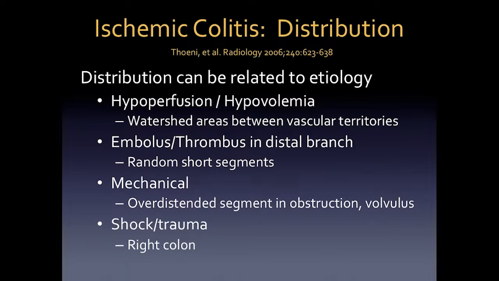And for some reason, I'm not even sure what the underlying physiology is, but in patients with shock and trauma, you tend to see a predilection for ischemia in the right colon. Also, sparing of the rectum. The rectum has a dual blood supply, so if we see involvement of the rectum in any case of colitis, it is unlikely that it is ischemic colitis. Might be IBD, might be infectious, unlikely to be ischemic.